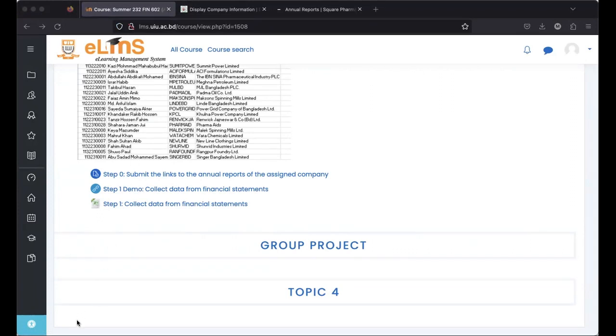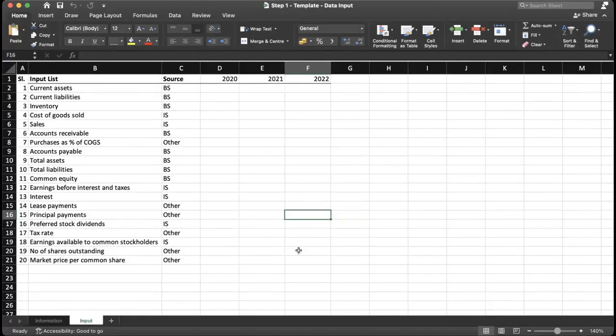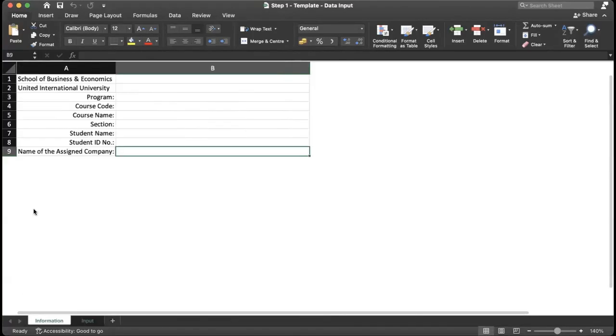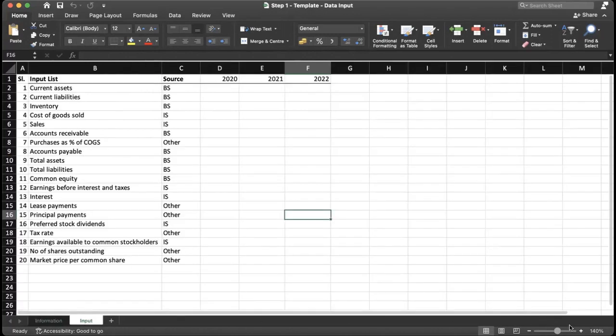Okay, then go to the next worksheet and then type. Oh, you cannot see it? Sorry. Okay, here is the worksheet. So this is the first worksheet. Here you will write down all the details, including the assigned company name. Then you will go to the next worksheet.